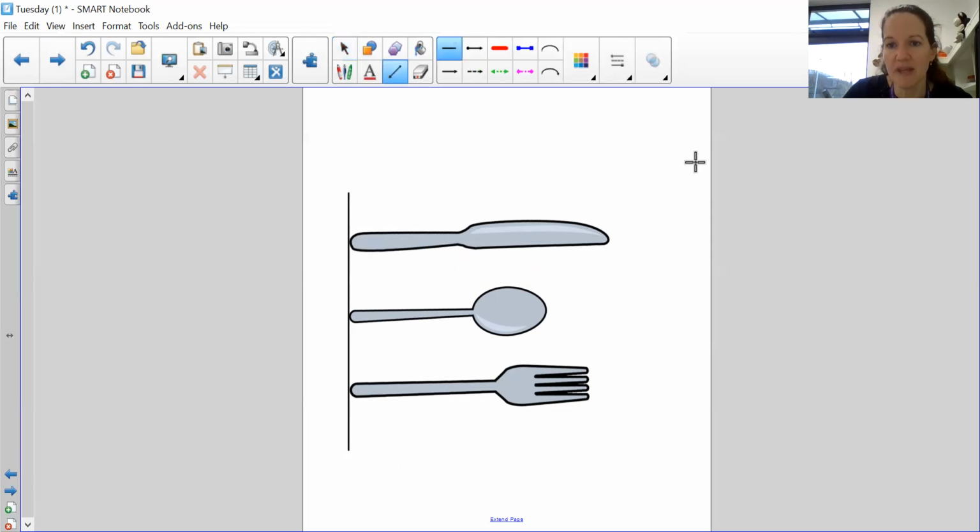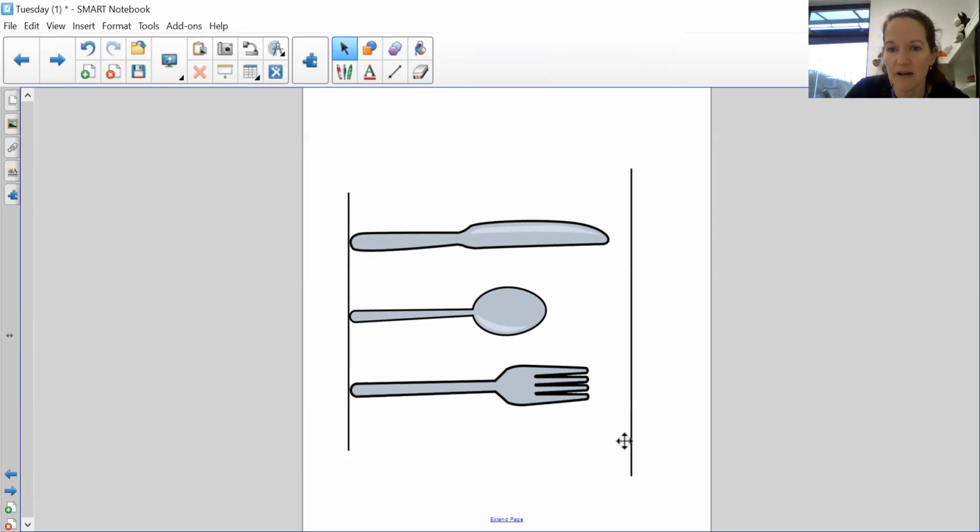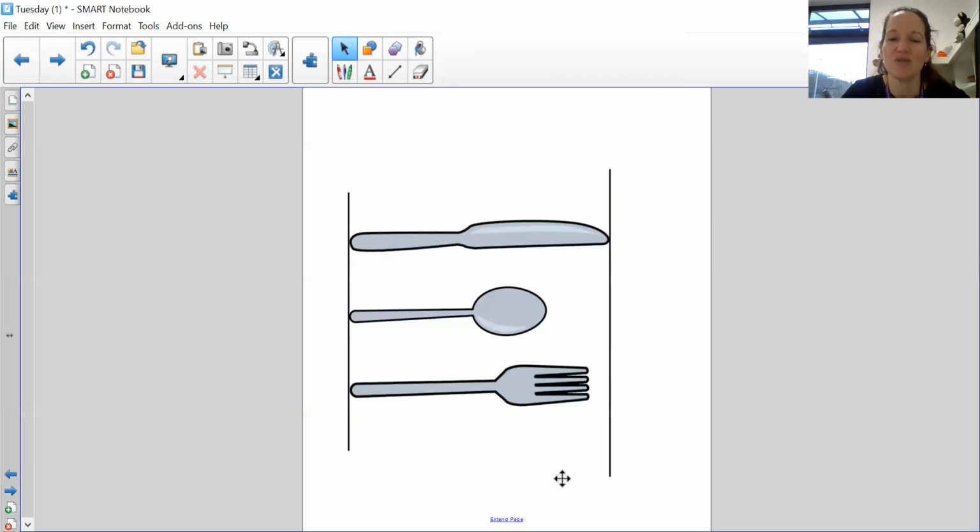What I can do is draw another line, and then I'm going to move it until it stops, until it touches the first thing. So you tell me when to stop. Stop. Well done. So it stopped at the longest, at the first. So I can see that my knife is the longest because it's hitting it first. And then my fork and my spoon haven't reached it yet.